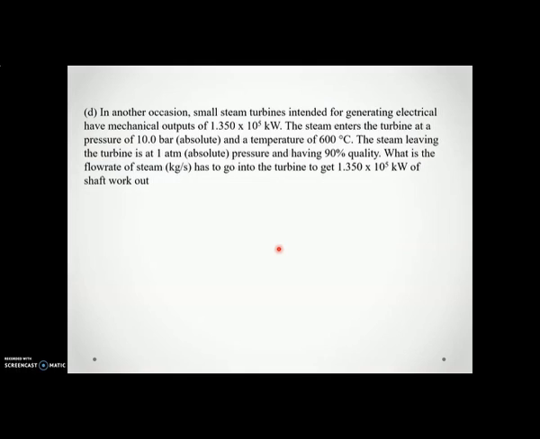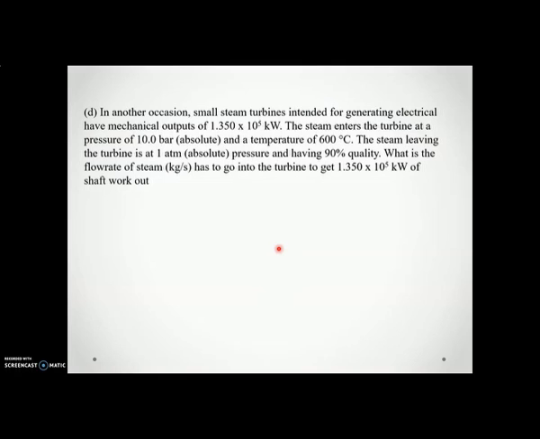In another occasion, small steam turbines intended for generating electricity have mechanical outputs of 1.350 times 10 to the power of 5 kilowatt. The steam enters the turbine at a pressure of 10 bar absolute and a temperature of 600 degrees Celsius. The steam leaving the turbine is at 1 atm absolute pressure and having 90% quality. What is the flow rate of steam that has to go into the turbine to get 1.350 times 10 to the power of 5 kilowatt of shaft work out? So basically the question here is asking us to find the flow rate of the steam at the input stream.